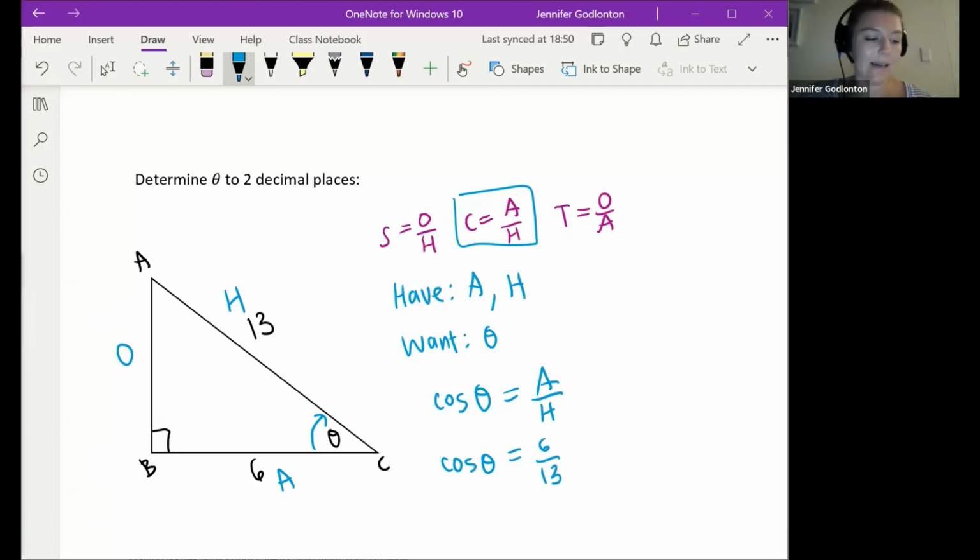Move into your calculator: shift, cos, fraction, 6 over 13, close brackets. We get, to 2 decimal places, theta is equal to 62.51 degrees. A big well done to everyone who got that.